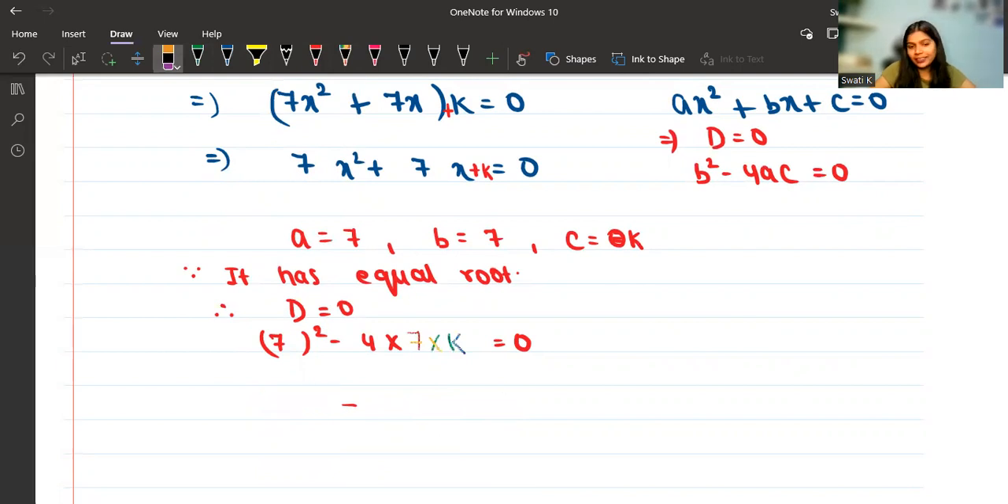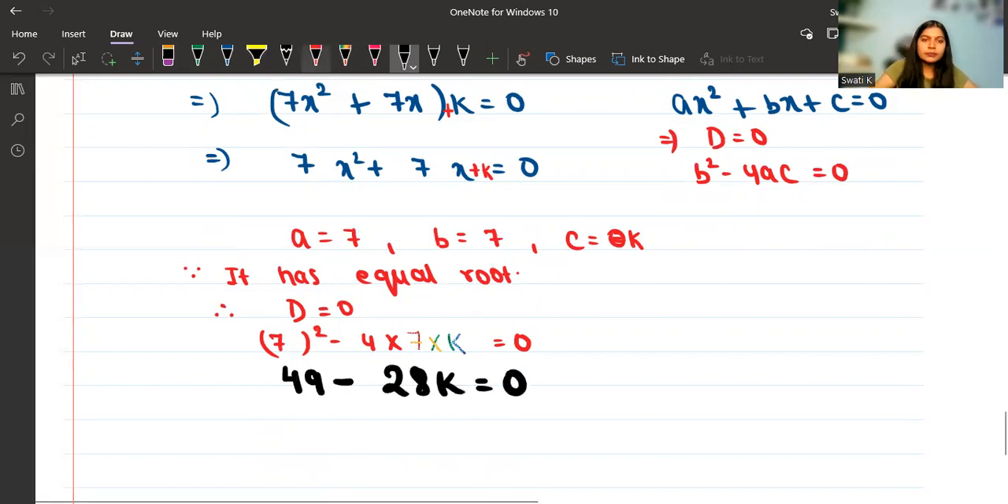Finally, we are at the correct answer. So see, sometimes you will get a misprint also, but not in the board exam. This must have been corrected in the board exams. So 7 squared is 49, and then minus 7 into 4 is 28k equals 0.